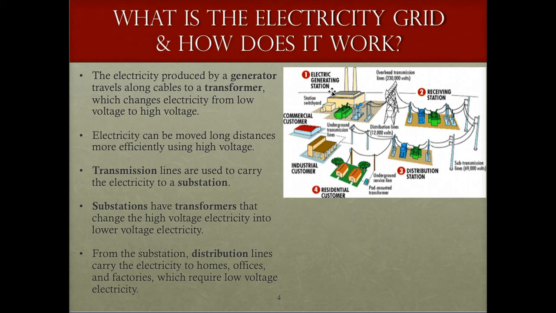The electricity produced by a generator travels along cables to a transformer, which changes electricity from low voltage to high voltage. Electricity can be moved long distances more efficiently using high voltage. Transmission lines are used to carry the electricity to a substation. Substations have transformers that change the high voltage electricity into lower voltage electricity. From the substation, distribution lines carry the electricity to homes, offices, and factories, which require low voltage electricity.